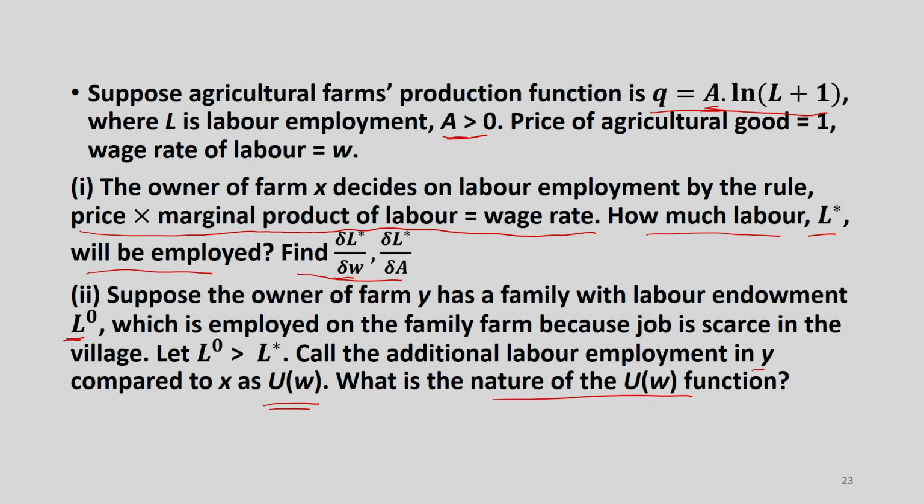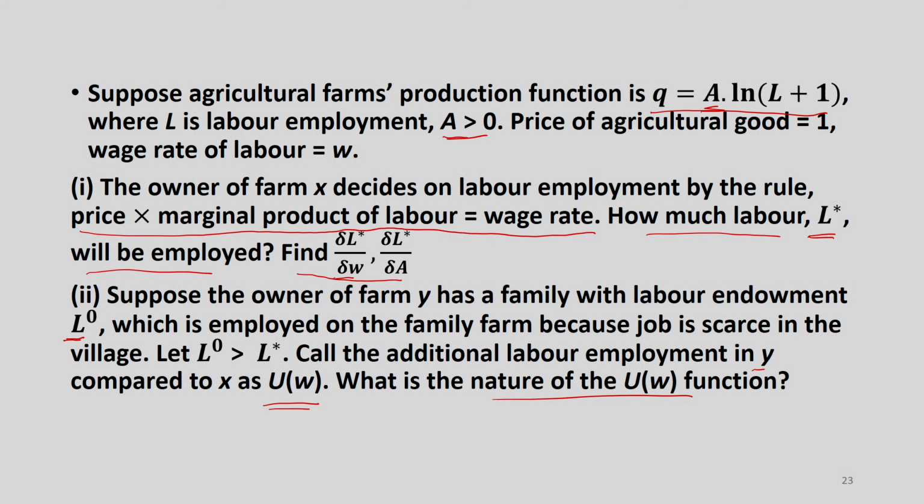Just to think about how to approach the problem and what this problem is trying to say: there are two firms in this agrarian economy, X and Y. X is a firm where the owner decides labor employment by the rule that price multiplied by marginal product of labor is equal to the wage rate. From this rule, the labor employment can be found out, as we shall see, and that employment is given by L star.